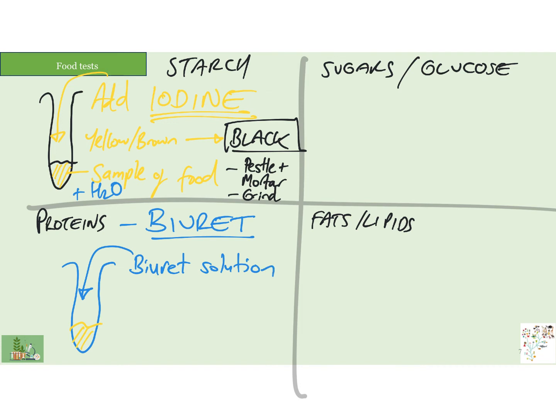And Biuret solution starts off as blue. If there is protein present, it will go a jazzy, I know what you're thinking, purple colour. P is for purple, P is for protein. So proteins go purple.